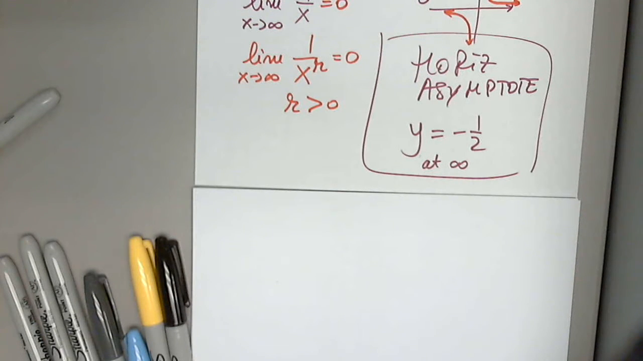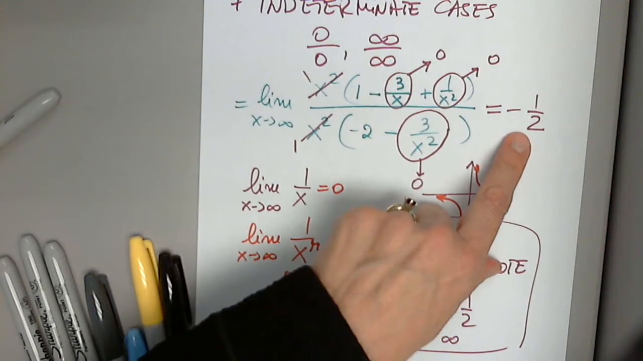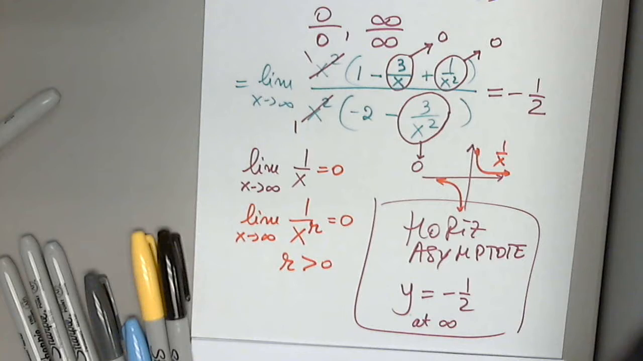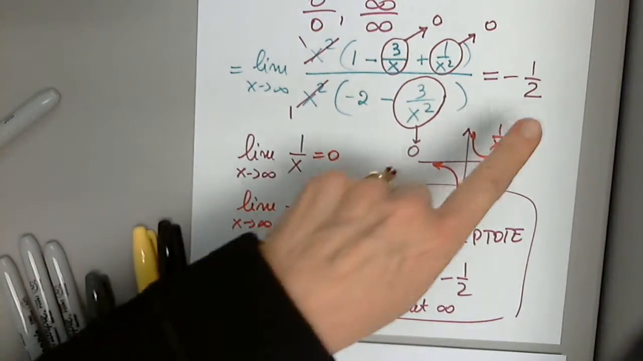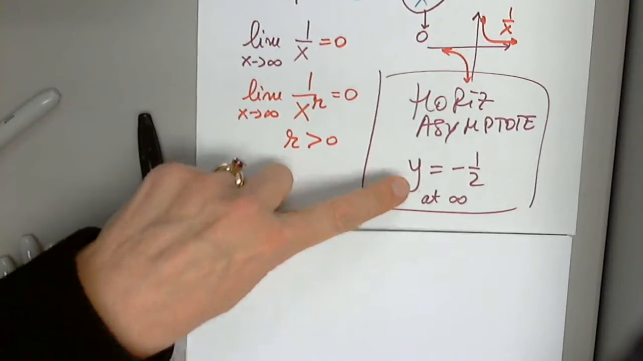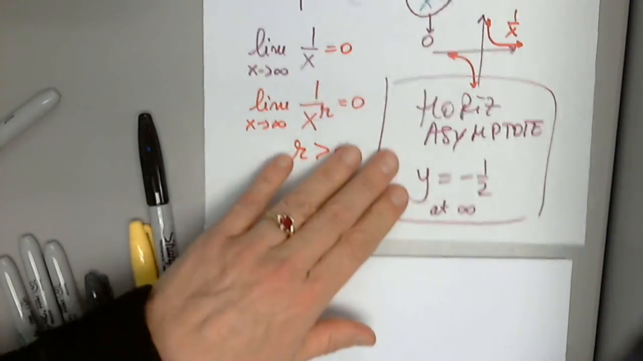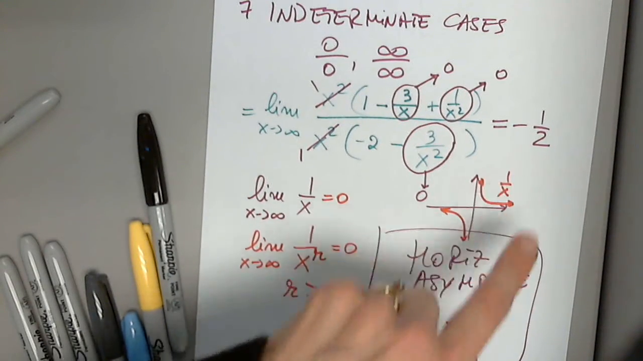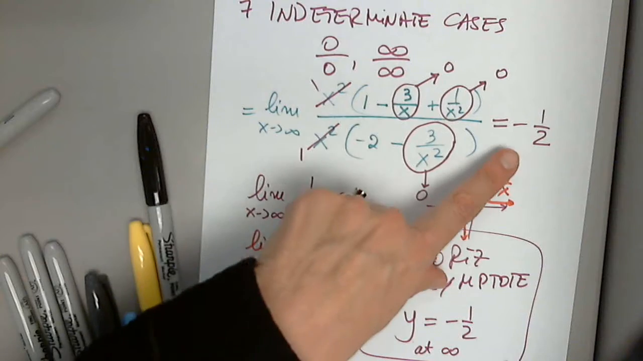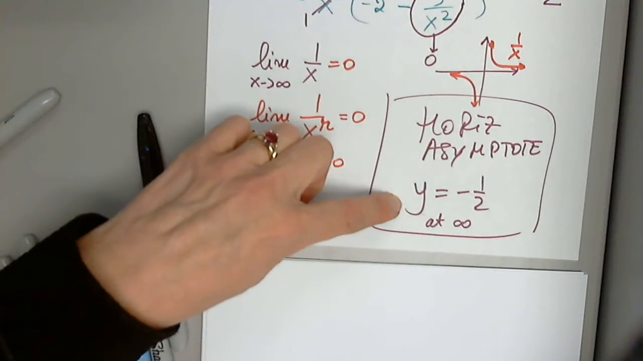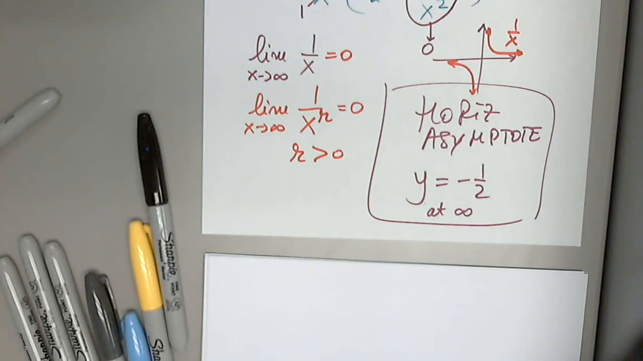Yes, please. So is the horizontal asymptote the only final answer for that question? No. The answer is negative 1/2. So that tells us that there is a horizontal asymptote. But the final answer is negative 1/2. What we learn about the function in this case is that it has a horizontal asymptote y equals negative 1/2 at infinity.